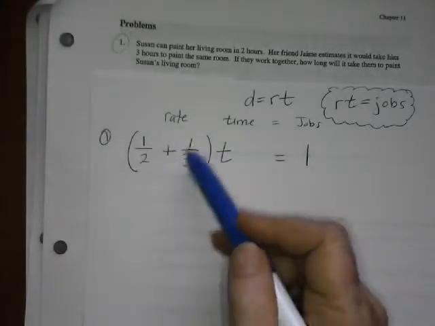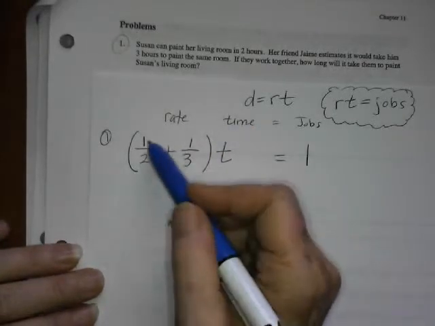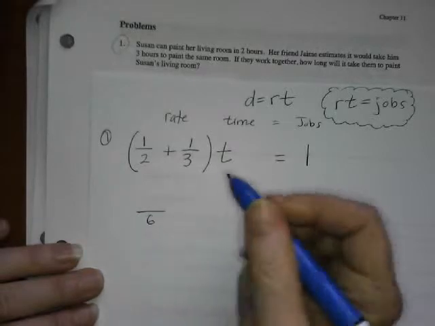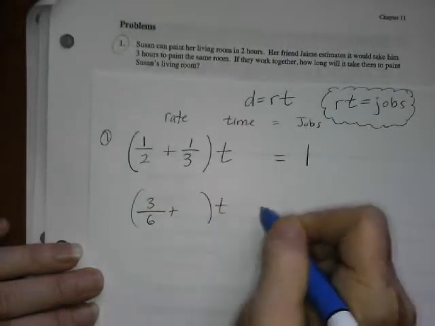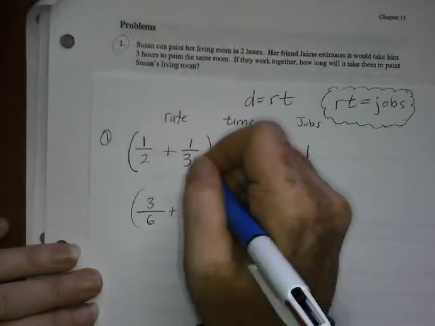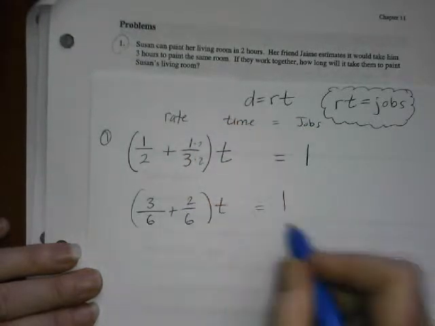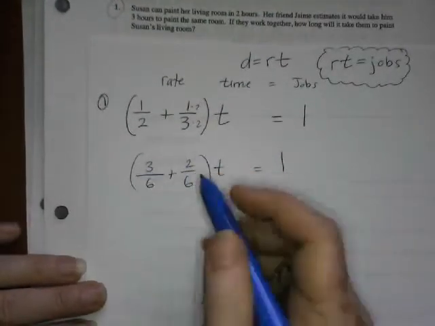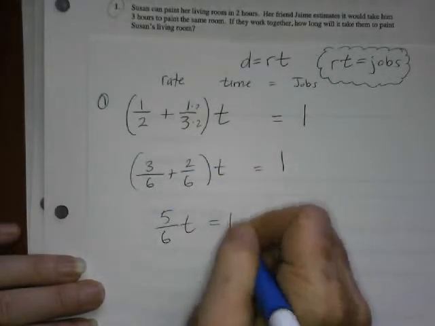Well, I can add these pretty easy. I'm kind of okay at the common denominator thing. This could be 3/6. Remember, because you have to get the common denominator. What's that going to be? 3 times 2, 1 times 6, 2/6. Right, and then 3 plus 2, that's 5/6 times time equals 1.